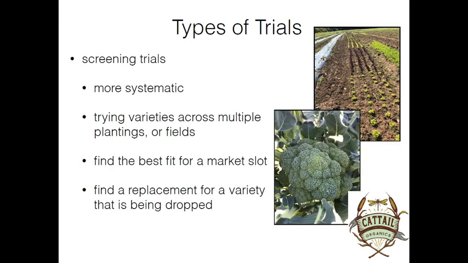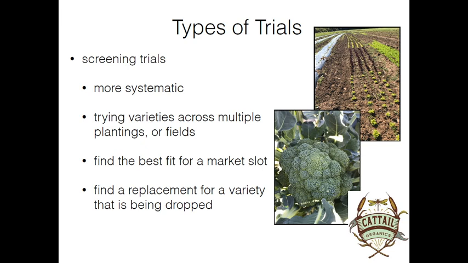When you really want to get to a point where you know that what you're seeing is reliable and repeatable, then you might want to go up to screening trials or replicated trials. Screening trials are more systematic, so you're trying varieties in a way where you are trying to get information on the key traits across a variety of planting windows or across your field. You're trying to address a specific need, and so you seek out varieties according to that priority, and then design the trial around that.